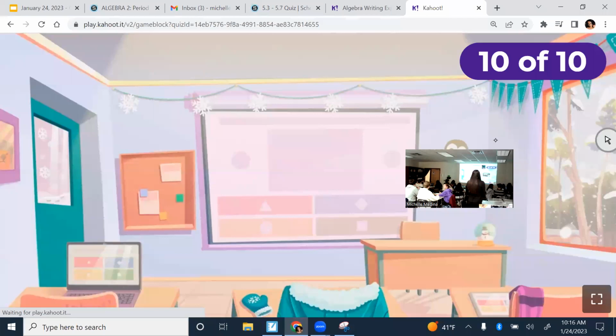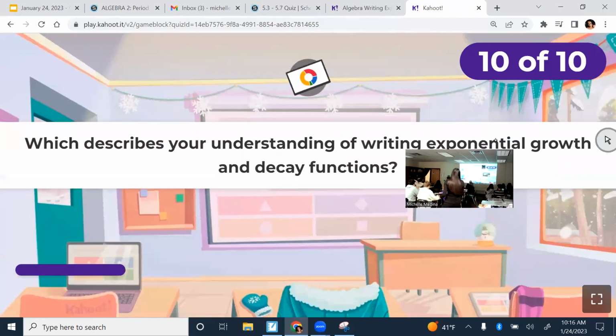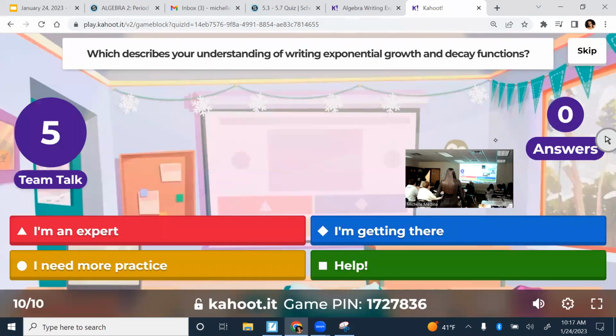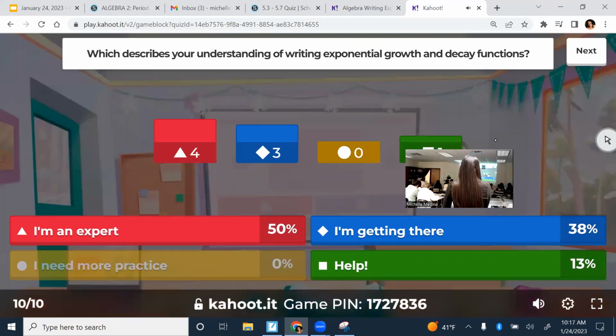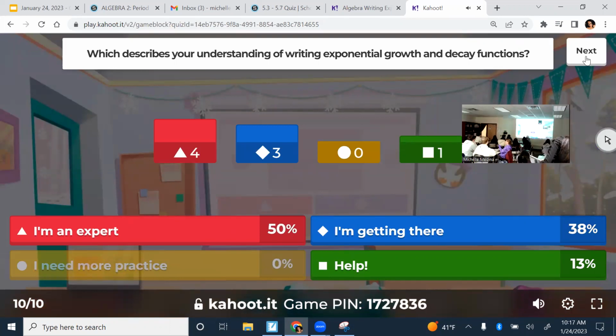All right, here's the tiebreaker. Which describes your understanding of writing exponential growth and decay functions? So that might not actually be the tiebreaker, sorry. Are you an expert? Do you need more practice? Are you getting there? Okay, so that's the poll. All right, questions, comments, concerns?